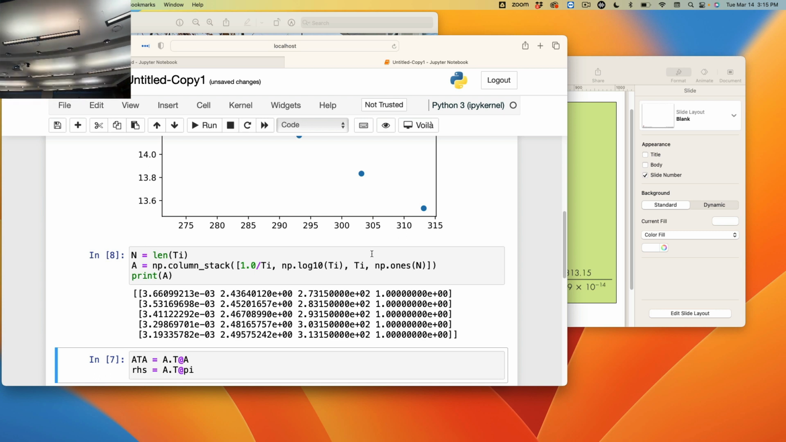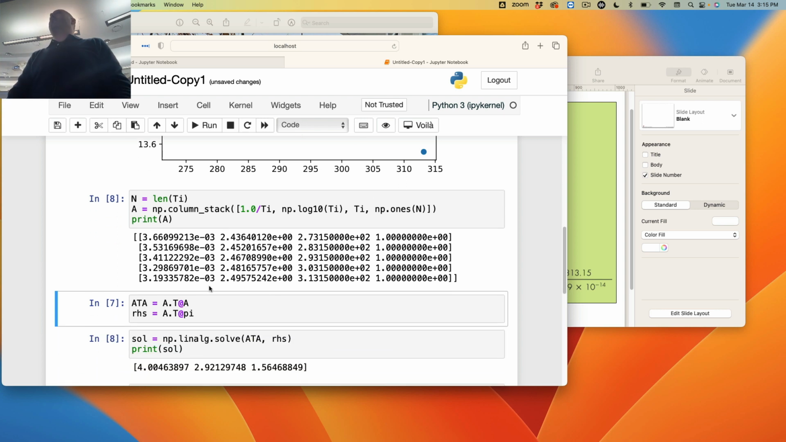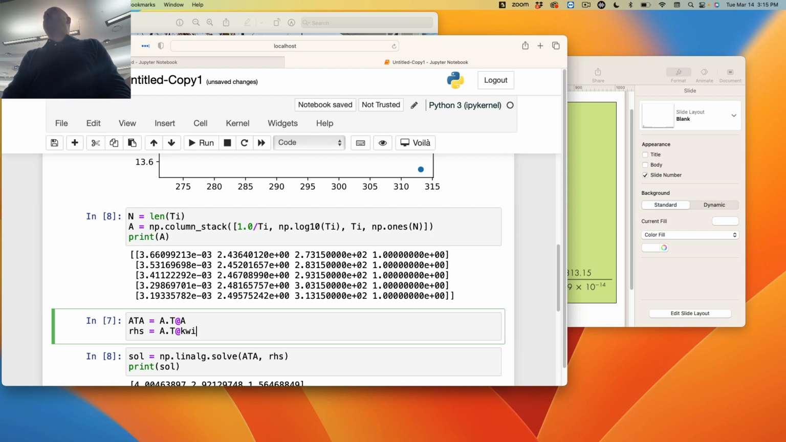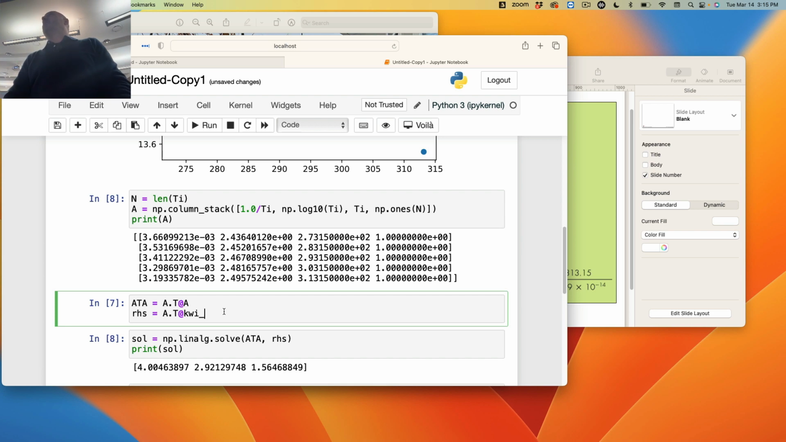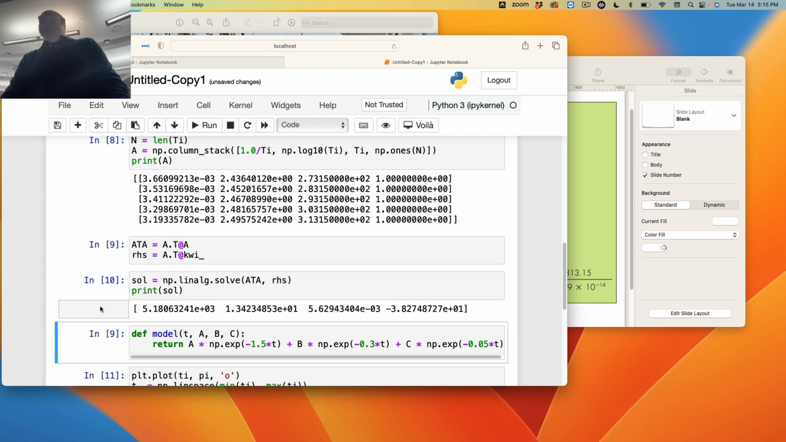Okay? We have 4 basis functions. First basis, second basis, third, and look at the ones over here, the fourth basis function. And then you don't change a thing over here. ATA, and the right-hand side is AT times the kw, but the minus log 10, so the underscore. Okay? And then if I solve it, these are my coefficients now: A, B, C, D.